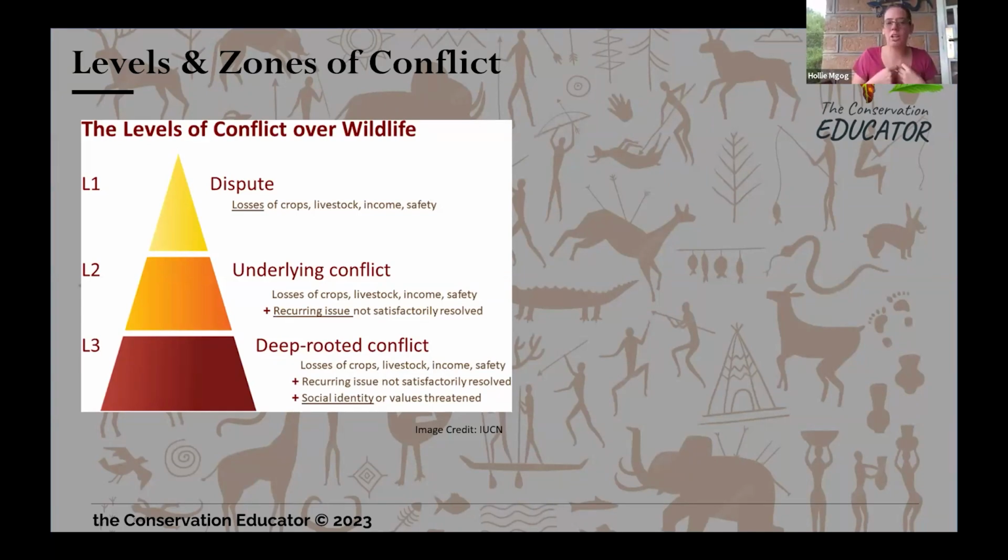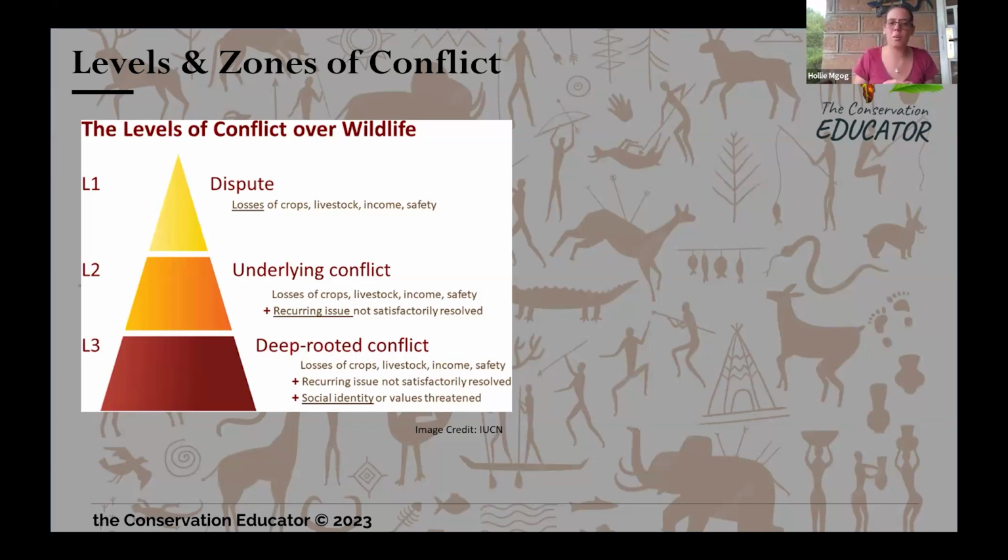That's livestock. What about income? Well, now because I don't have that crop to sell, I have no income. What about safety? I have to go out at night to try and stop those elephants raiding my crops. My safety is at stake. I don't have medical insurance. I don't have everything that we take for granted in a Western style world, right? This is a level 1 dispute.